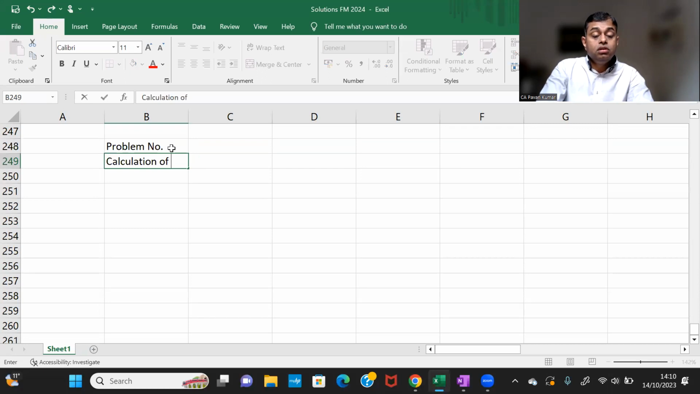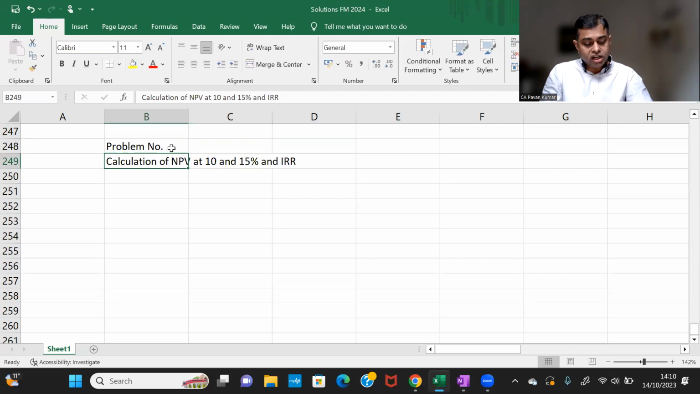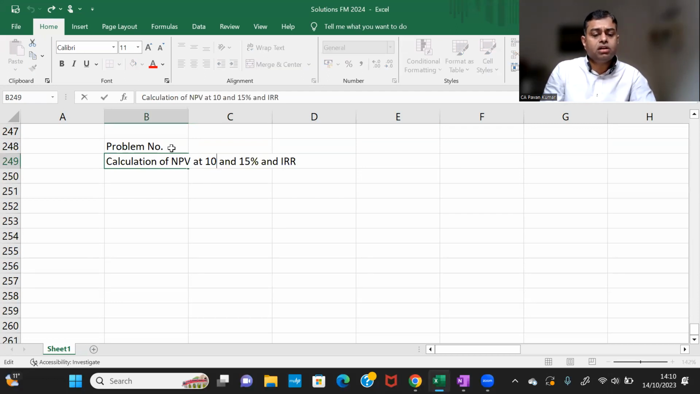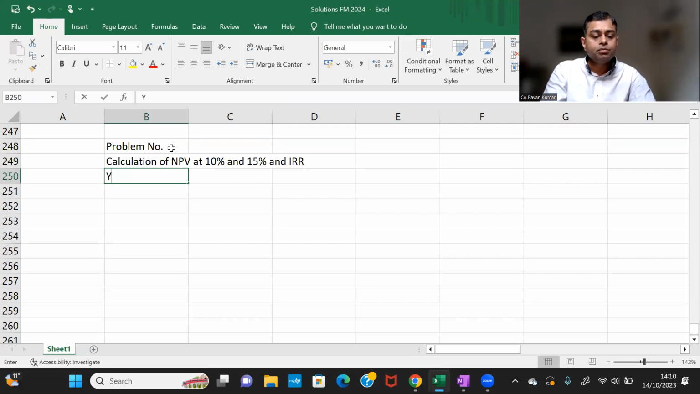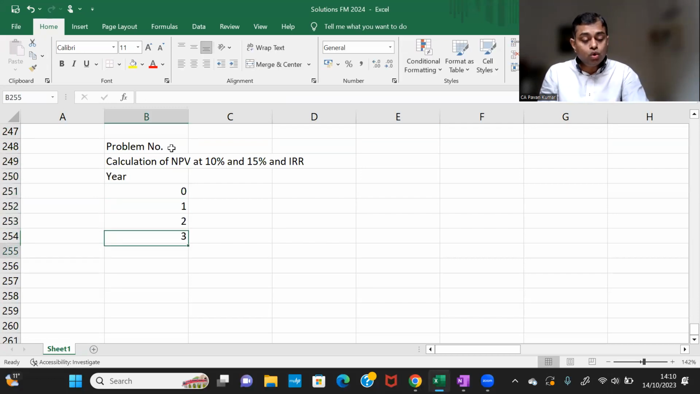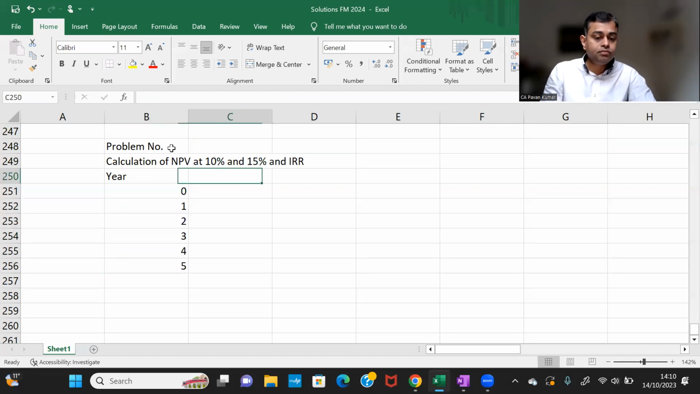Calculation of IRR. Or you can put calculation of NPV at 10 and 15% and IRR. We are saying that I'm calculating NPV at 10%, then I'm calculating NPV at 15%. Then I'll calculate IRR. Here, 0, 1, 2, 3, 4, 5.